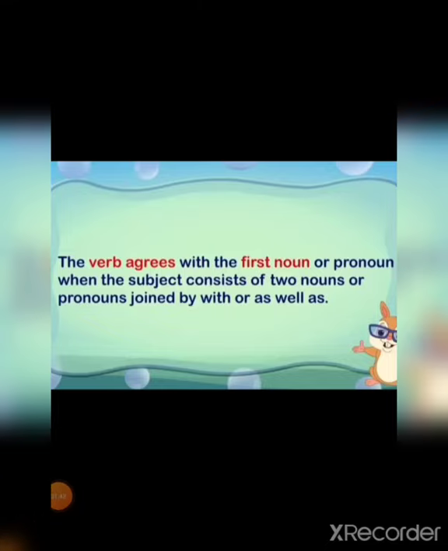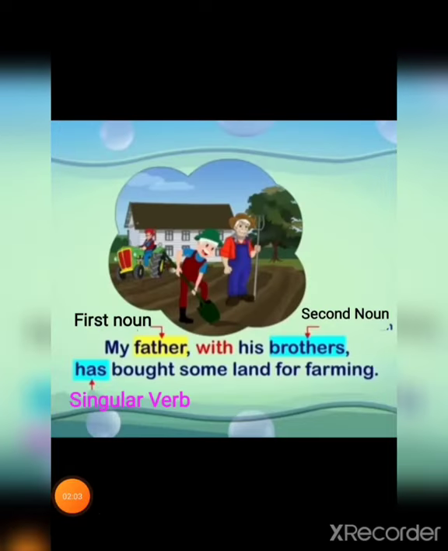The verb must agree with the first noun or pronoun when the subject consists of two nouns or pronouns joined by with, or as well as. Meaning, let me give you an example. My father with his brothers has bought some land for farming. So this is the sentence over here.